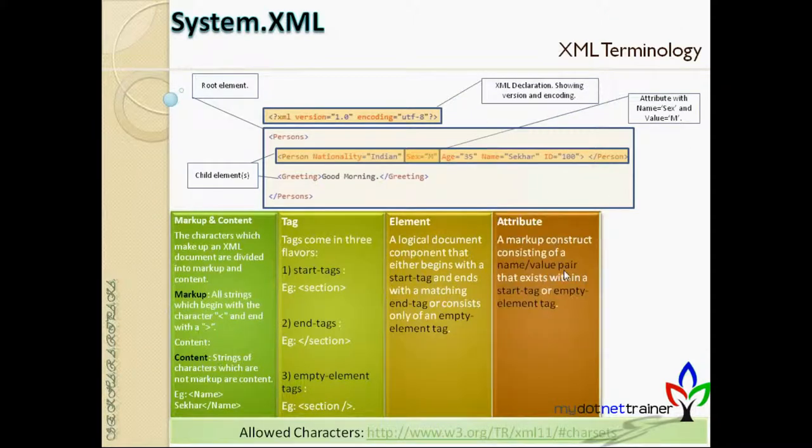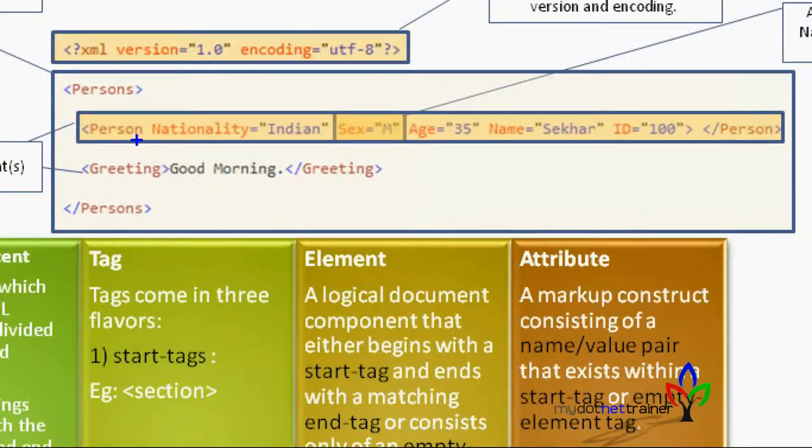And the attribute. The attribute is the markup construct consisting of a name value pair. In this case, this element person has a start tag and an end tag, so this is an element. And within the element, inside my open angle bracket and closed angle bracket, I can specify a list of attributes to that person.